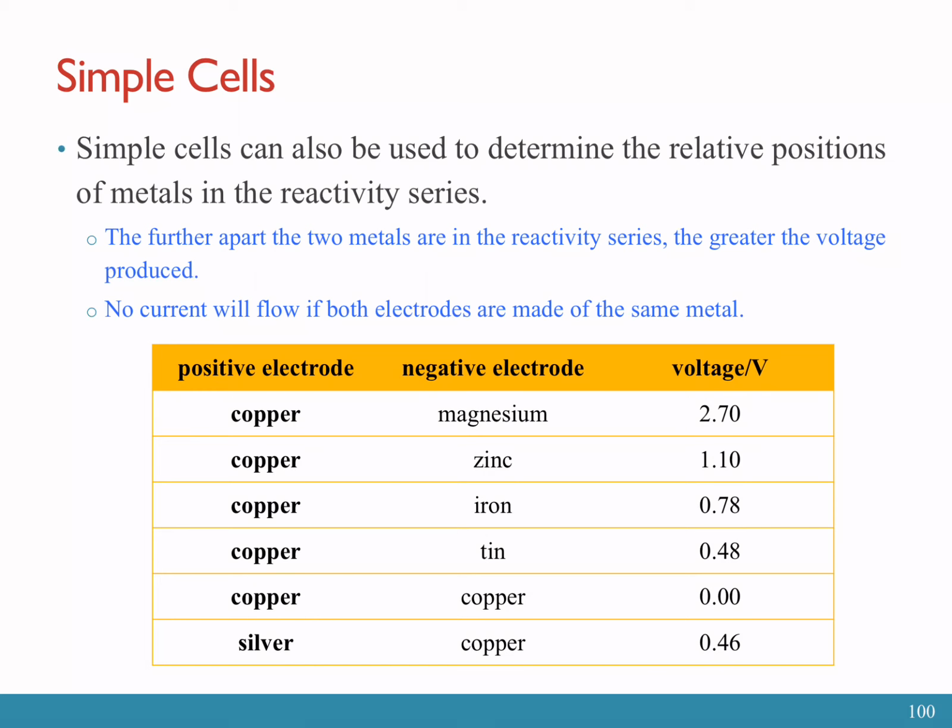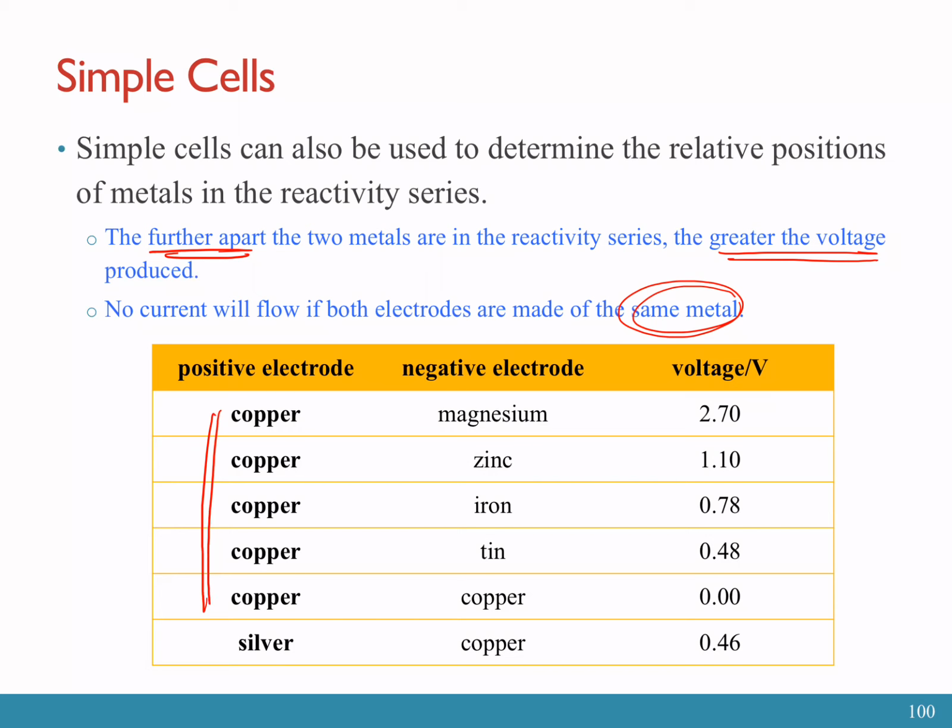Now, simple cells can also be used to determine the relative positions of the metals in the reactivity series. So the further they are, the greater the voltage. So what is the definition of voltage? Okay, I leave it to your physics teacher. No current will flow if both electrodes are made of the same metal. Does it make sense? Now, what is actually driving this reaction is because the two metals have different tendencies to be oxidized. Okay, so let's see an example.